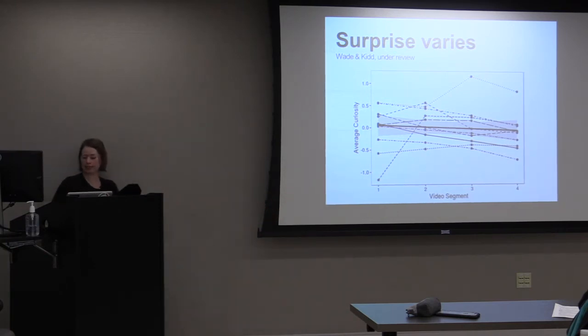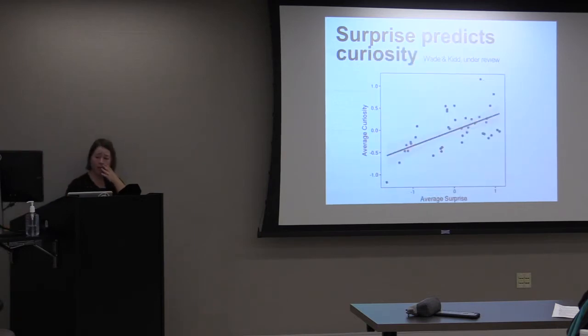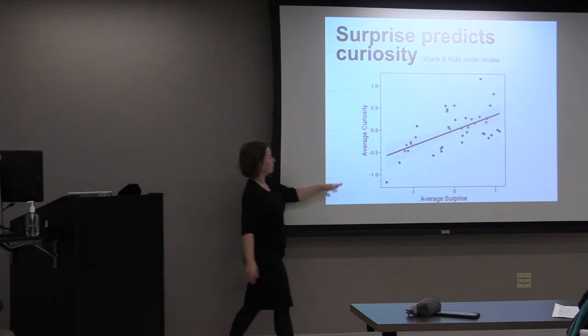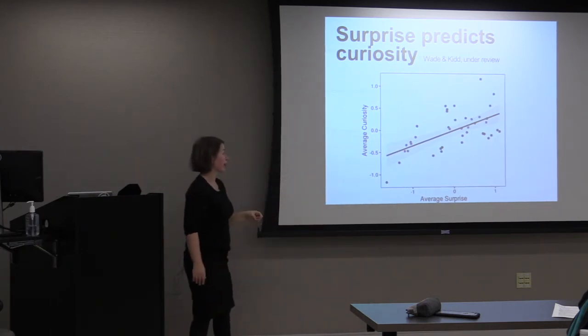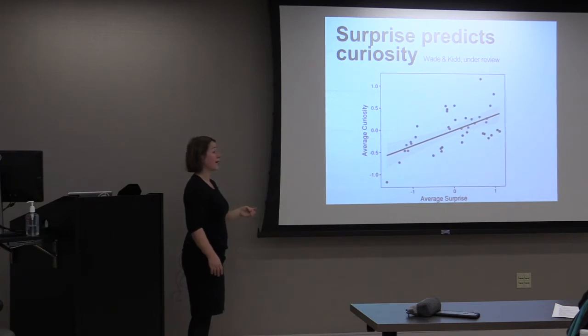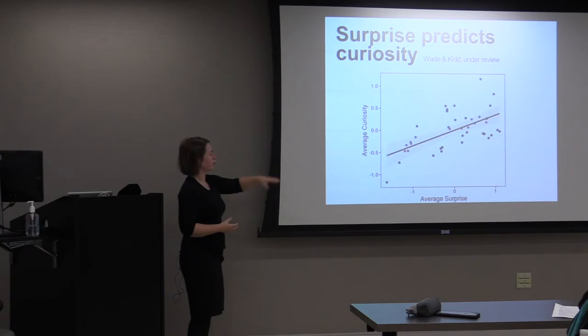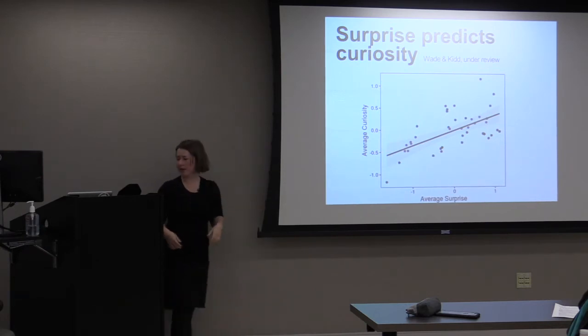The idea is that people could be using surprise in order to decide what to continue pursuing and what to abandon. And it turns out to be the case. This is people's average curiosity, and then this is average surprise. Surprise is an excellent predictor of people's curiosity and their willingness to continue looking at something. And the idea we're still working on in the lab is that surprise could be a heuristic for estimating gap size.